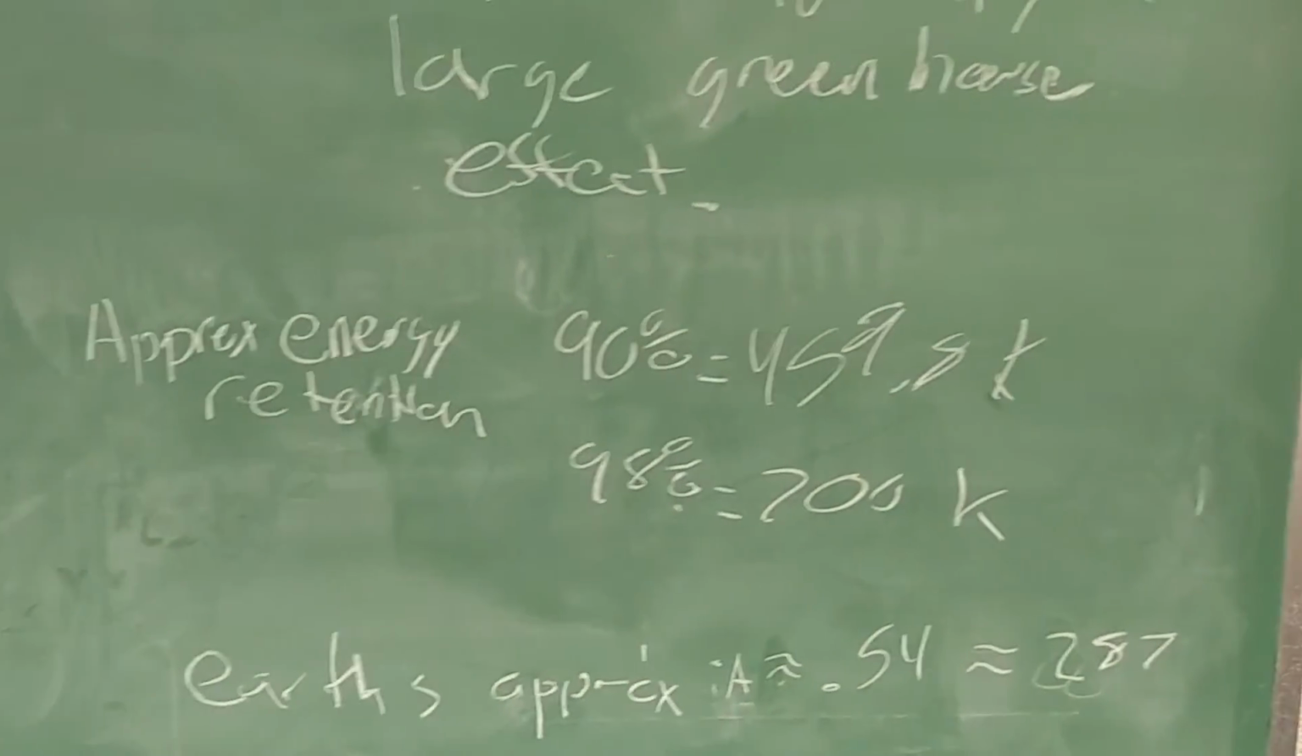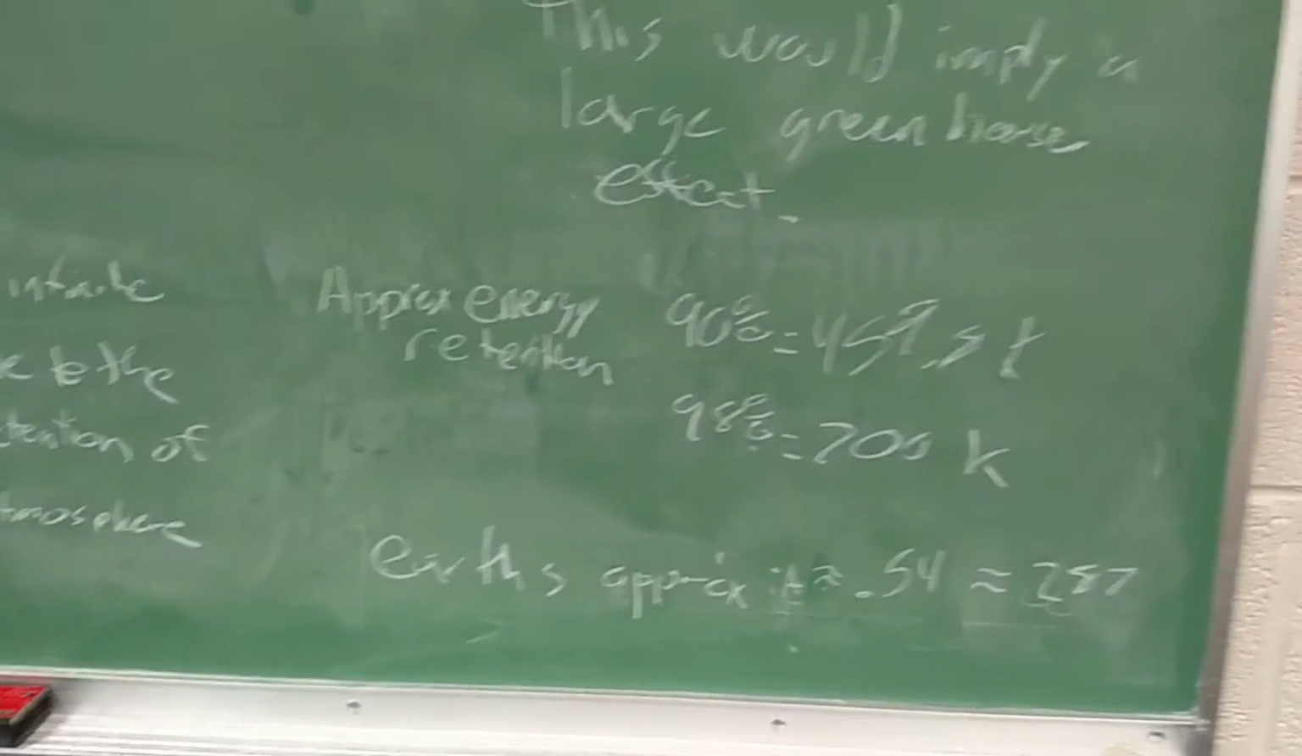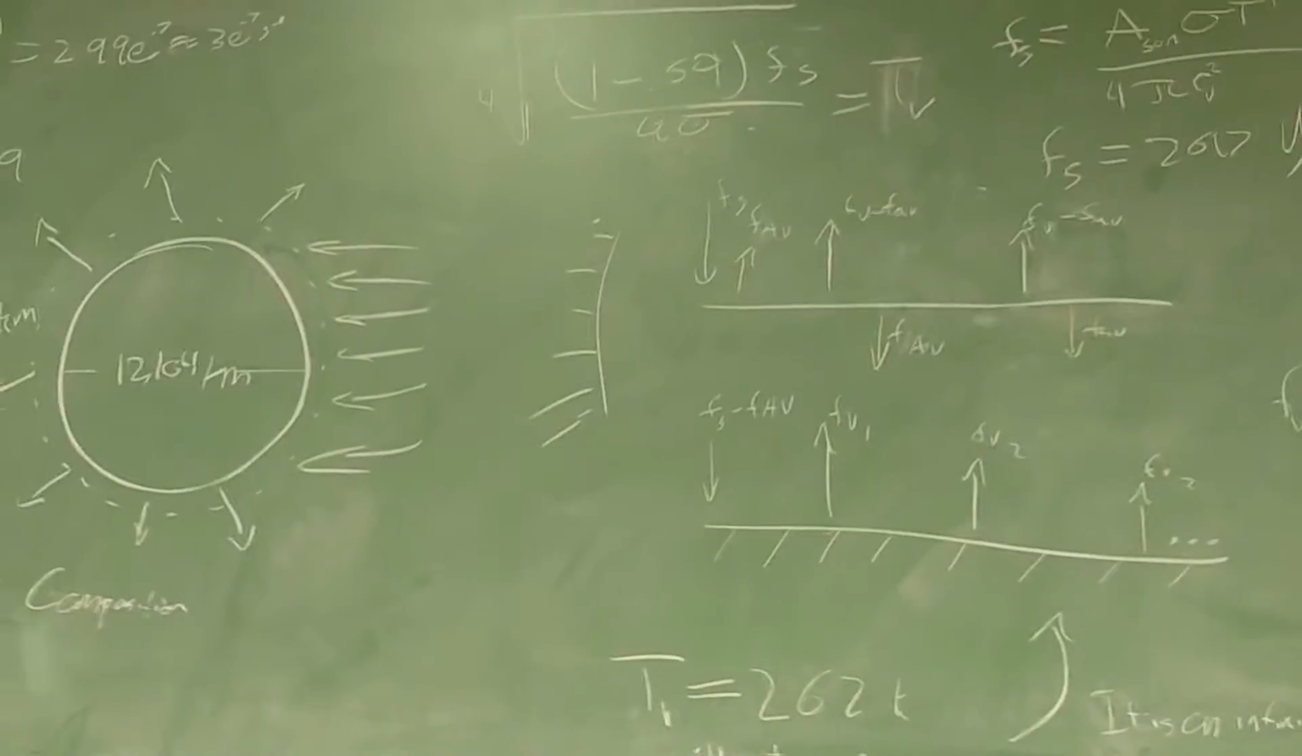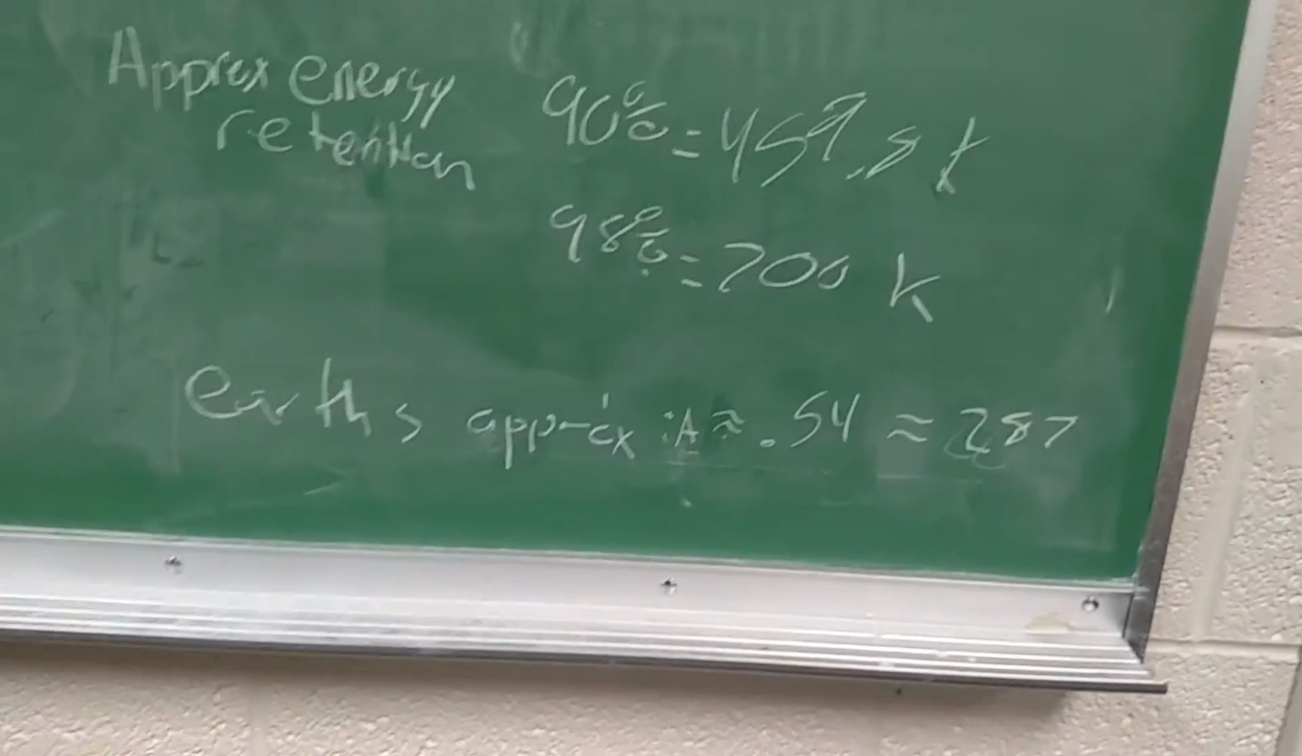With 90%, we were still only getting 450 Kelvin. For Earth's approximation, which would be the same exact calculations, you get an approximation of 50%.